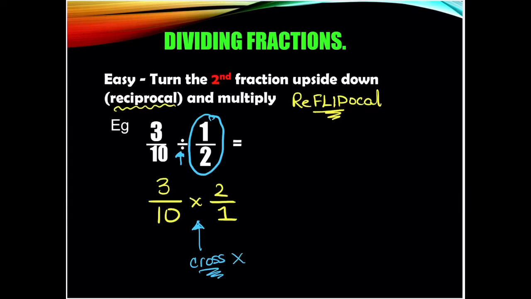That's a good way to remember it, I think, because then you can cross-cancel the 2 and the 10 by dividing by 2. So 2 divided by itself is 1, and 10 divided by 2 is 5. So if you do the math there, you've got 3 times 1, which is 3, and 5 times 1, which is 5. So you've got 3/5 right there.